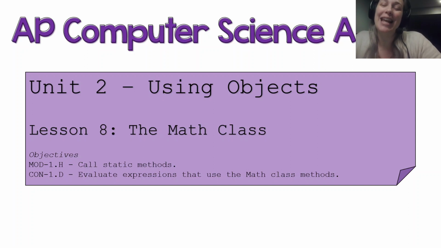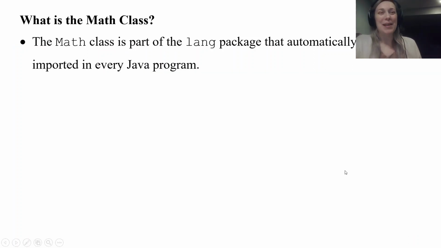Today's lesson is Lesson 8, the Math class, and this is going to be our last lesson in Unit 2. Our objectives: we're going to talk a little bit about static methods today. Not how to write them, but just using the Math methods themselves because they are static. We'll talk a little bit in the beginning about what those are, and then just evaluate expressions that use those methods. Okay, so let's go ahead and get right into it.